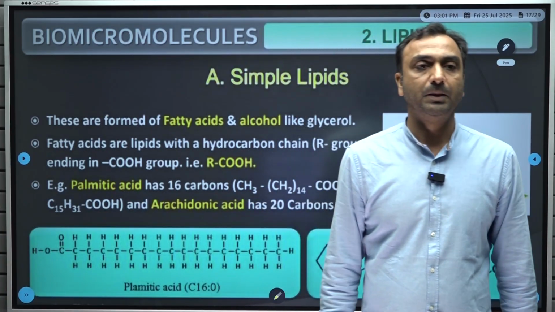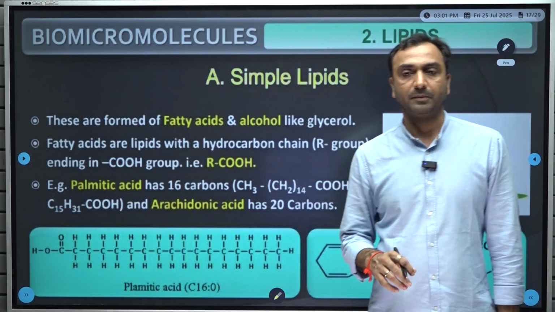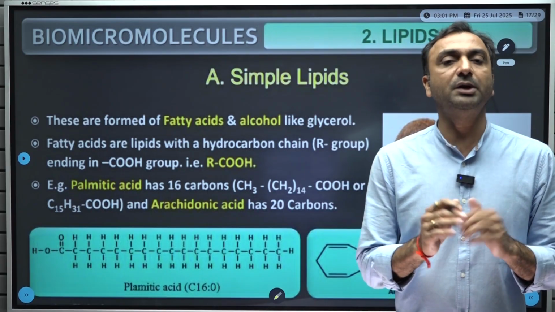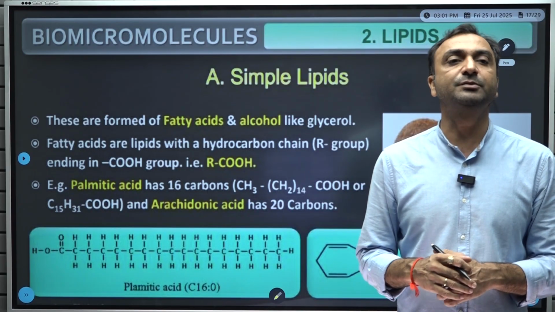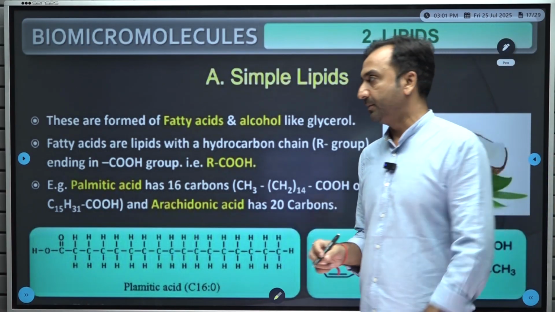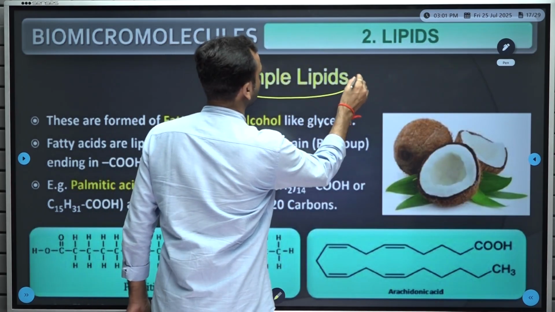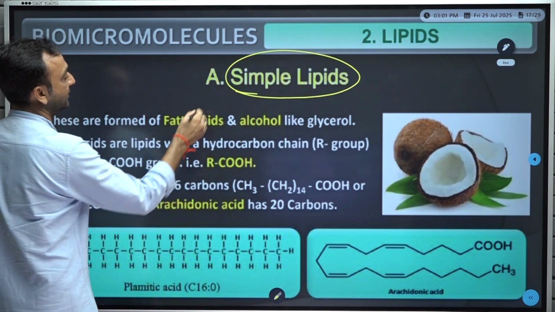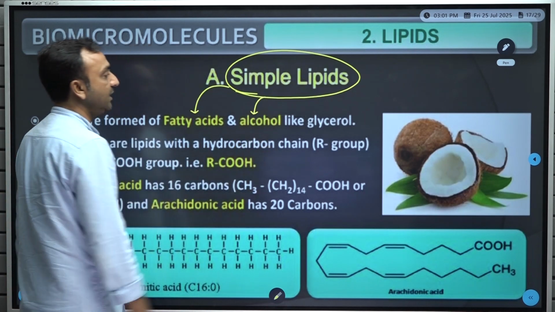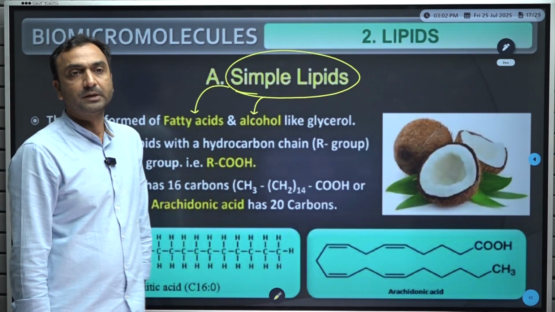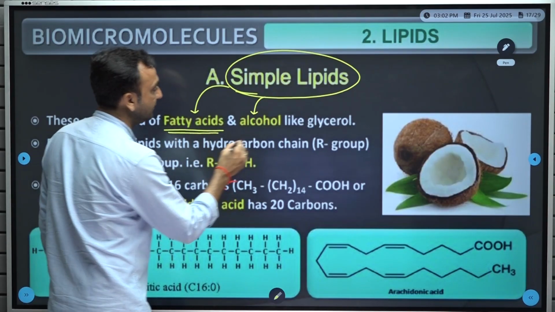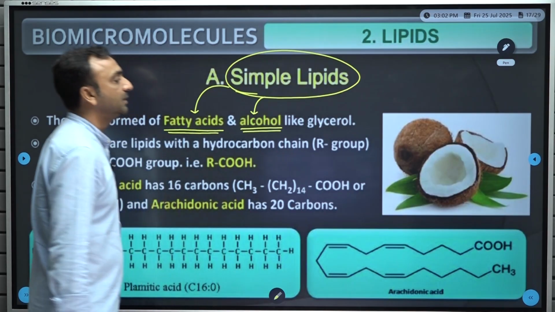First one is the simple lipids. It is very basic and very small kind of molecules of lipid, which is of two types. Your simple lipids are two types: either it can be fatty acid or it can be alcohol. I repeat, either it can be fatty acids or it can be alcohol.